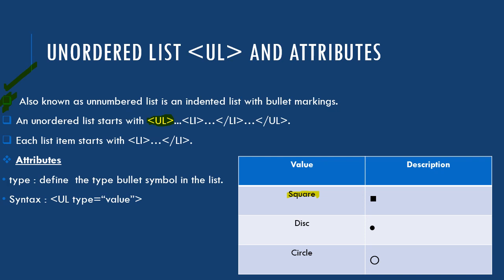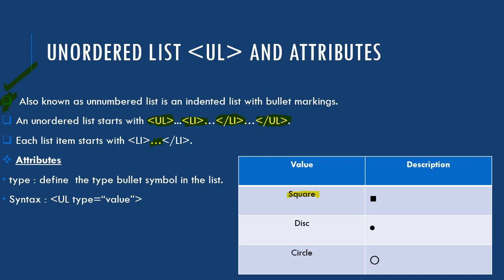Between this UL and the closing tag of UL, we will insert LI, which stands for list item. It always has to be LI, and on the web page it will show the bullets itself. We have to always write LI. Each list item starts with LI, and inside these three dots is where we mention our items. We will see the example in the program.